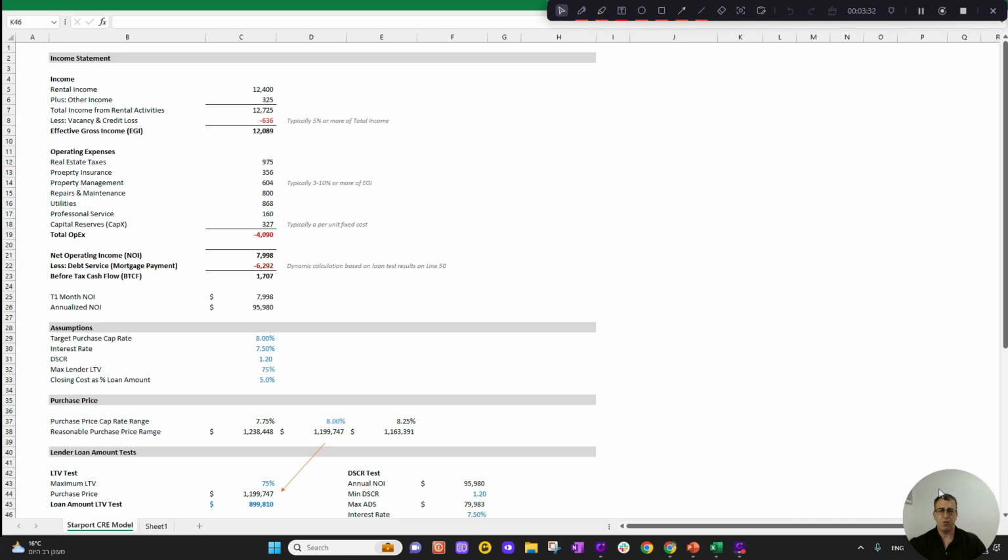Let me move myself out of the way. So this is going to mimic the components that we just looked at in the same order, starting at the top with the income statement. This is step number one. I'm going to look at the income, I'm going to look at the expenses, and I'm going to calculate an NOI. Now, my mentors used to always tell me, and I'm going to tell you, don't let this get complicated.